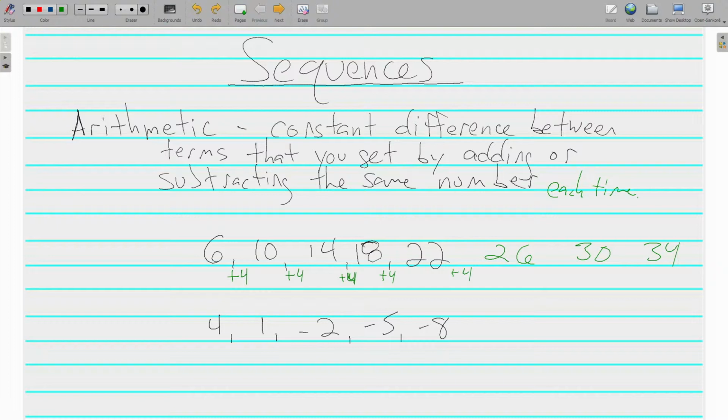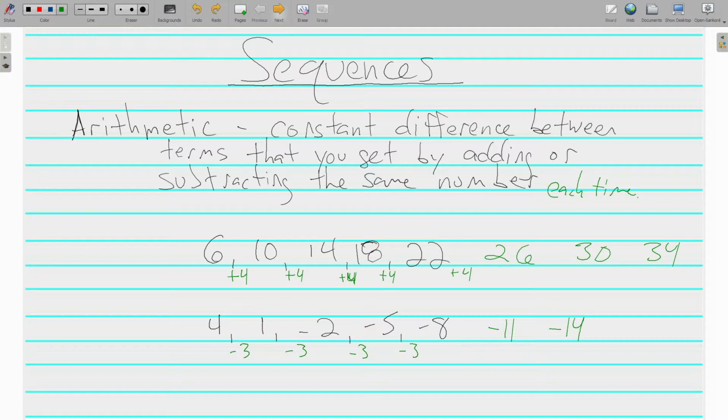From 4 to 1, we are subtracting 3. From 1 to negative 2, we're subtracting 3. Negative 2 minus 3 is negative 5. Minus 3 is negative 8. We could go negative 11, negative 14. We could keep going. But just understand that an arithmetic sequence is when each term is being added or subtracted by the same number.